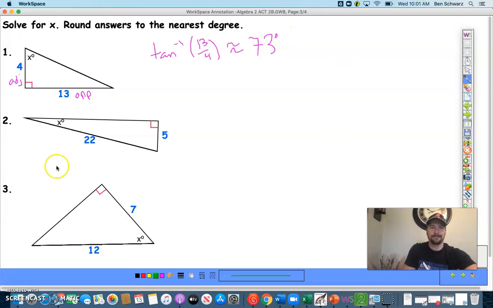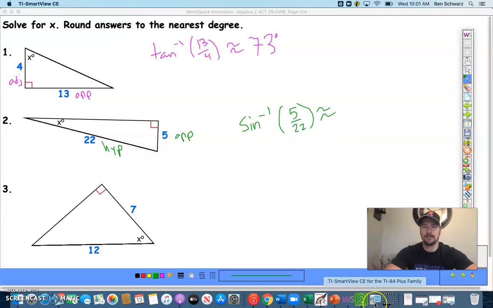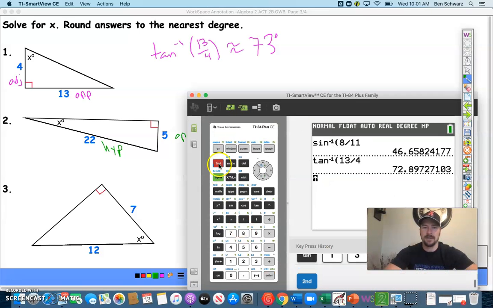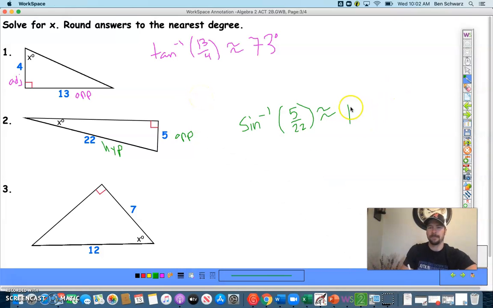All right, next up, so now we got opposite and hypotenuse. So we're using sine and inverse sine since we're finding an angle. The only time you use inverse sine is when you're finding an angle, by the way. Opposite over hypotenuse, so 5 over 22. And we're going to get an approximate answer there. So second sine, 5 over 22. So about 13 is our answer there to the nearest degree, which makes sense because it's a little angle, right?